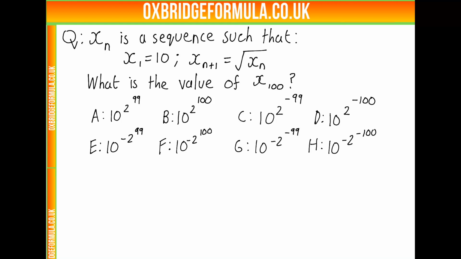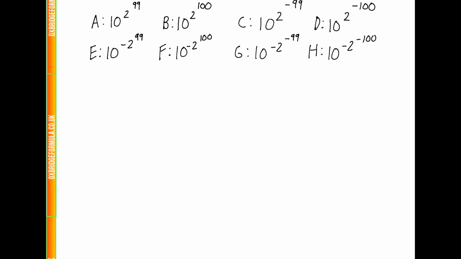Given like this, this sequence is quite hard to imagine what it looks like. So let's write out a few terms and see if we can see what's going on better. So what's our first term? Well, we know our first term is 10. That's easy enough, and our second term is 10 to the half.